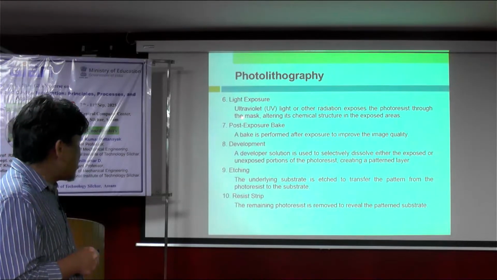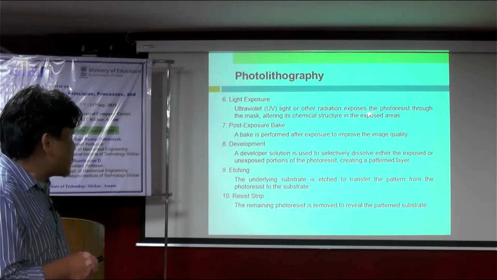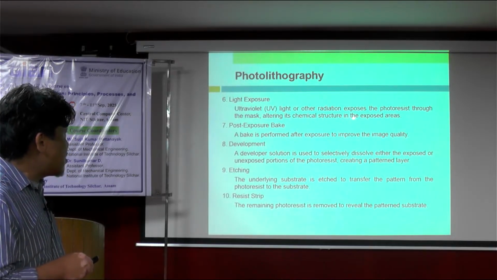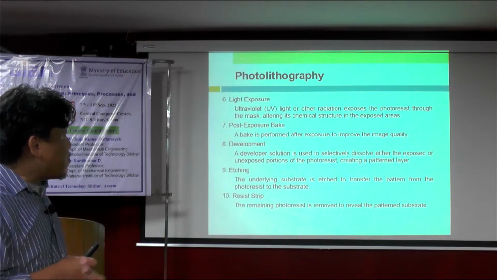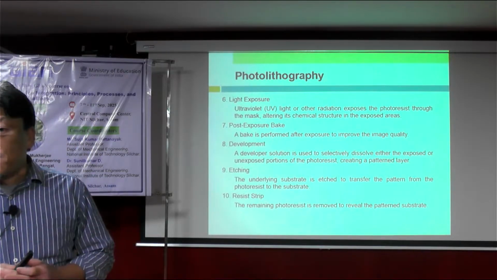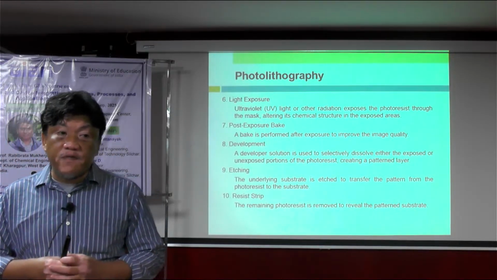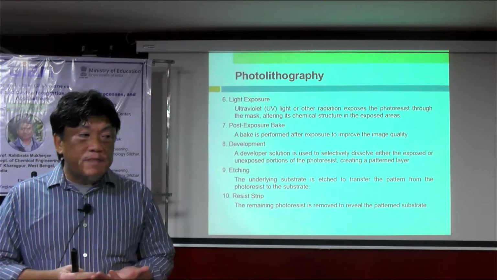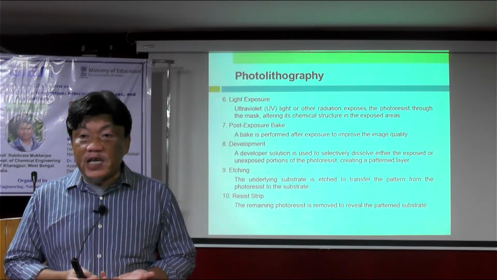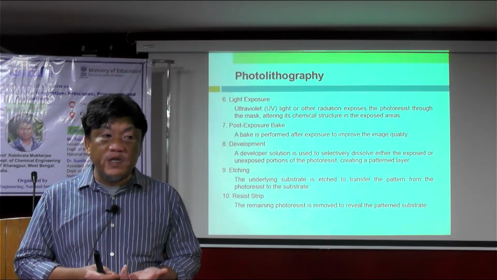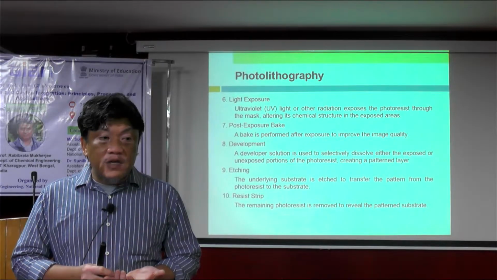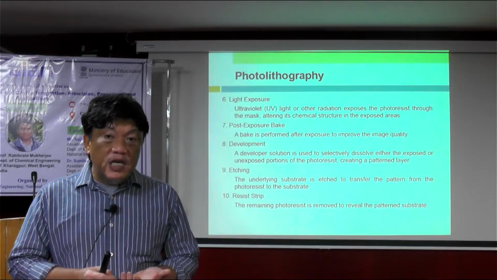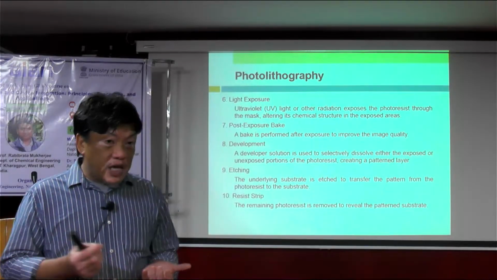Then light exposure. Ultraviolet light or other radiation exposes the photoresist through the mask, altering its chemical structure in the exposed area. Of course, the light exposure will vary depending on the photoresist types. There are a few types of photoresist that will be used. If you are using a certain process that requires deep RIE, you might need to use a photoresist which is more robust in terms of high exposure to deep RIE. For example, PDMA, for example.